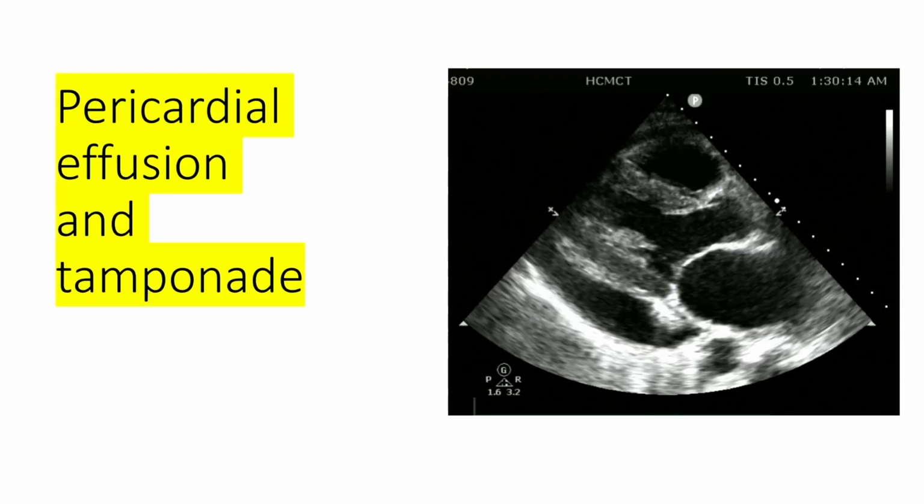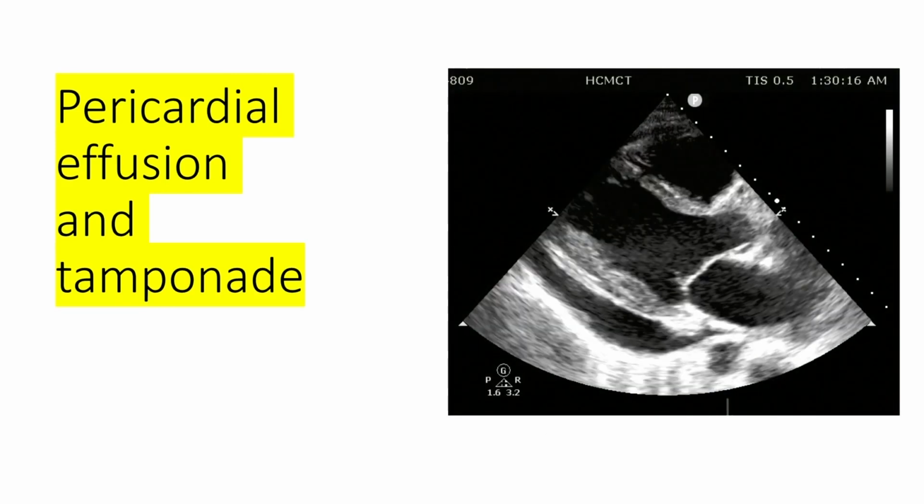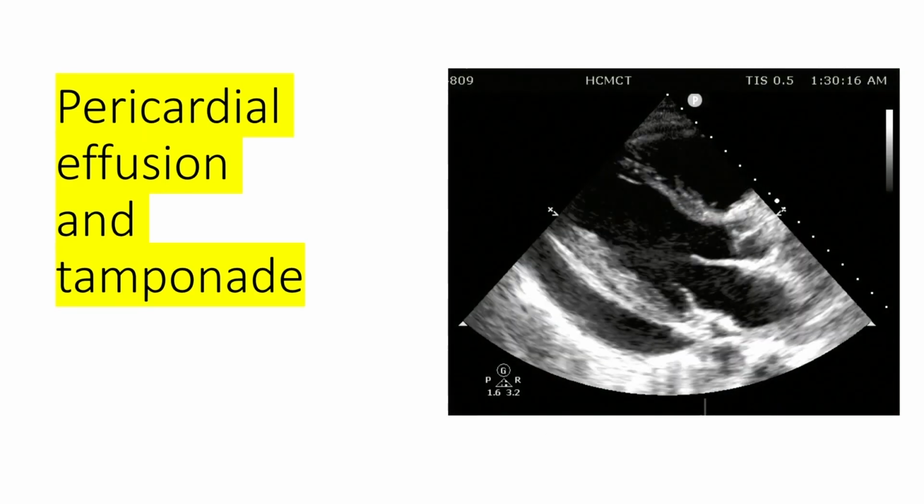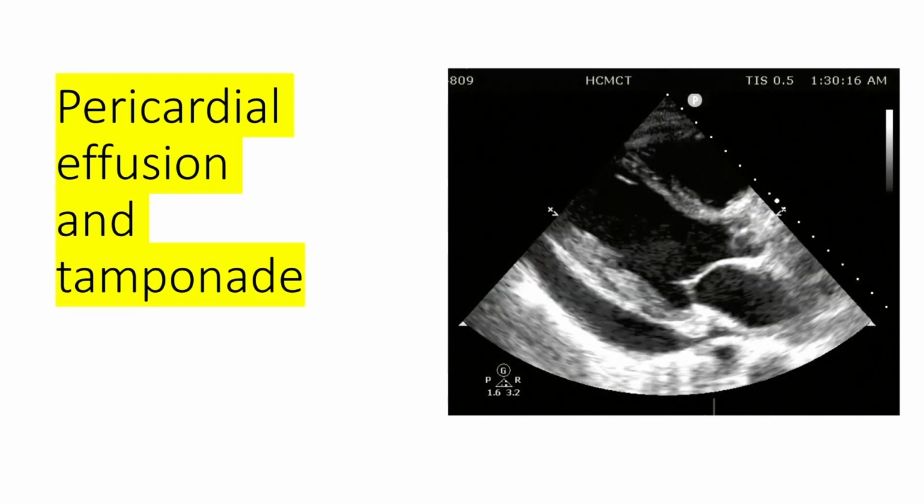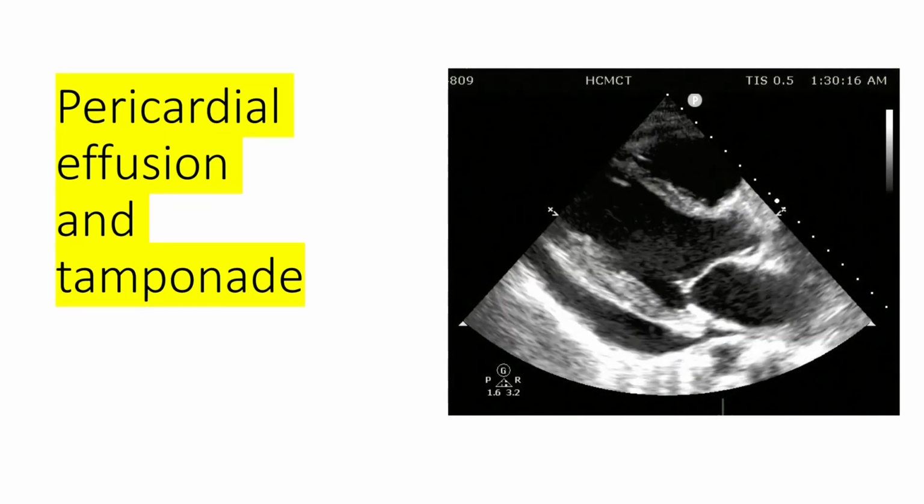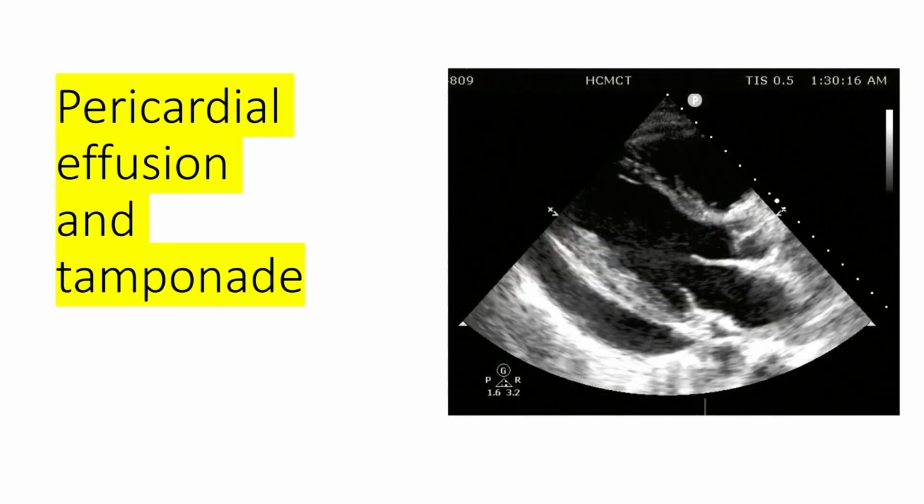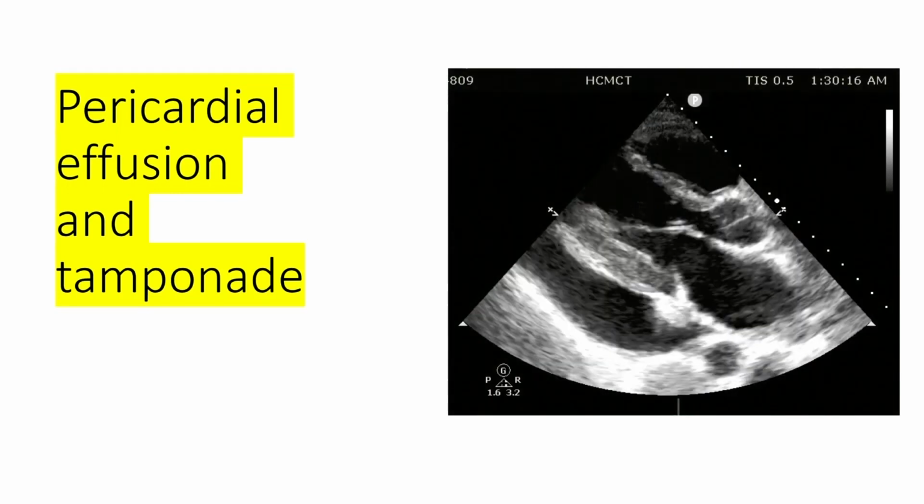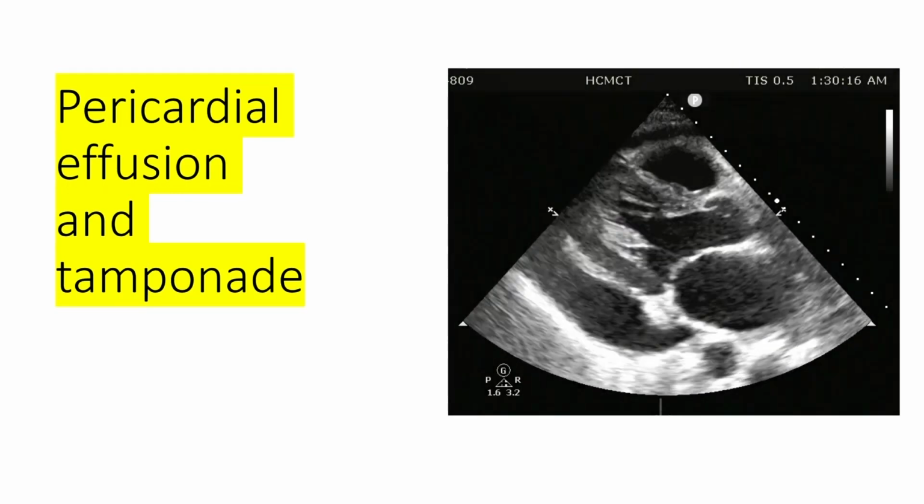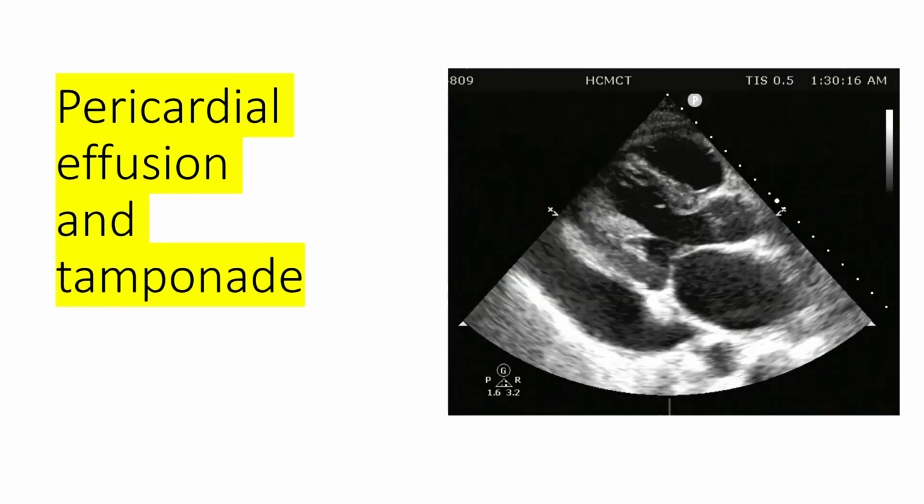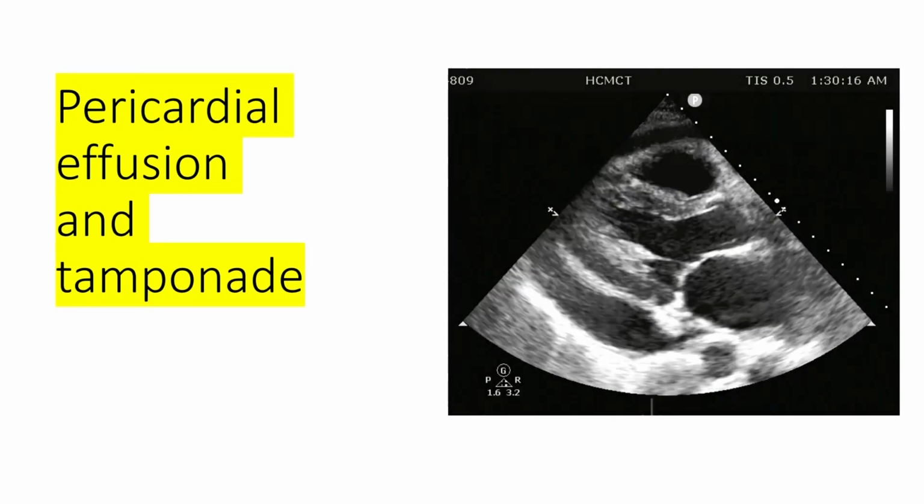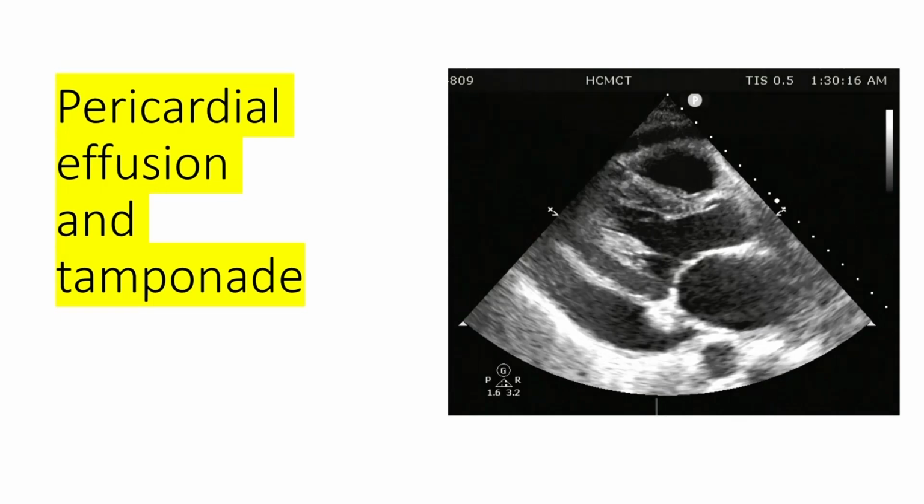So this is the video. You can see fluid around the heart. This is the heart chambers: the right ventricle, the interventricular septum, left ventricle, left atrium, the mitral valve, and the left ventricular outflow tract. And this you can see is the fluid around the heart. Why do I say it's around the heart? It's because the descending aorta is below the level of the fluid. So this is fluid around the heart.